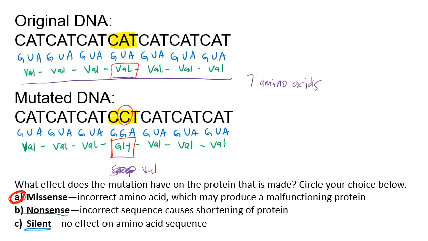So this is the way you should be doing this assignment. Again, you're supposed to transcribe, translate, and then don't forget to circle where the error was or where the mutation was, and then answer the 2 questions afterwards.